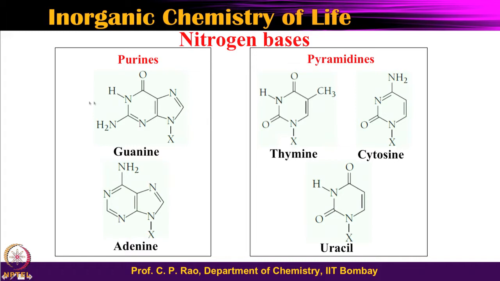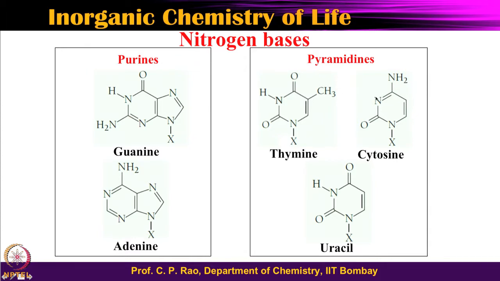I am sure I will be explaining very soon the Lewis acid, Lewis base concepts relevant to all these things. So, right now take these nitrogen centers as the base. There are two types of nitrogen bases, one is called the purine and the other is called the pyrimidine. How do you remember? If there are two rings, you can take it as a purine. If it is one ring only, you take it as a pyrimidine.